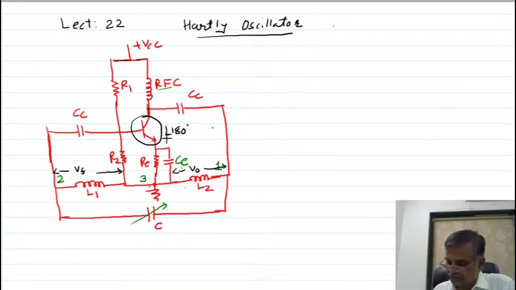Now come back to this discussion. Common emitter amplifier provides 180 degree phase shift. Now this signal is coming to the parallel tank, the parallel combination of L1 and L2 and capacitor C. Suppose at some time the terminal number 1 is positive with respect to 3, then at the same time the terminal 2 will be nothing but the negative with respect to terminal 3.